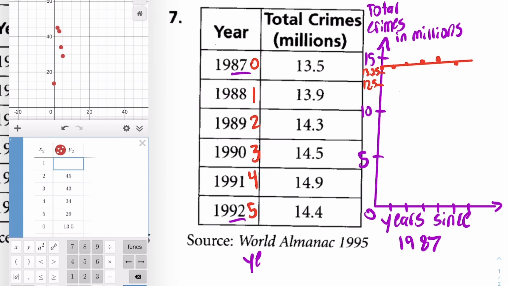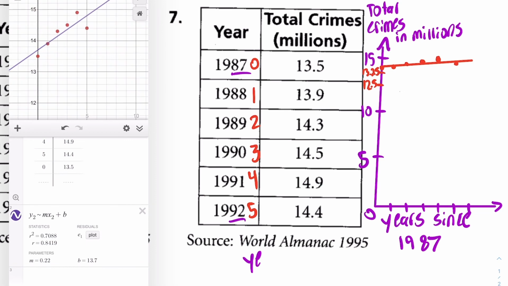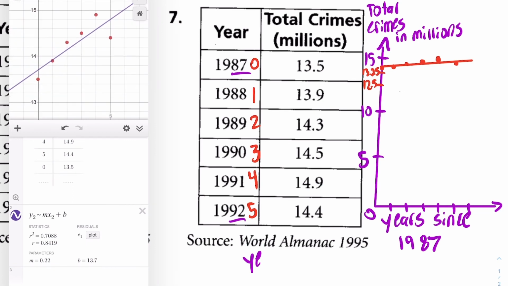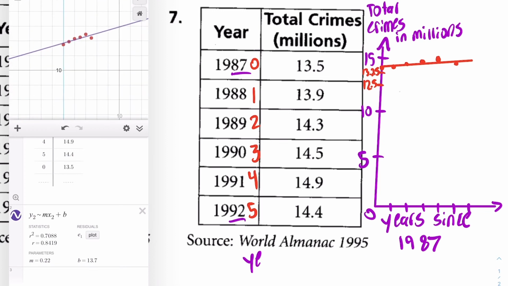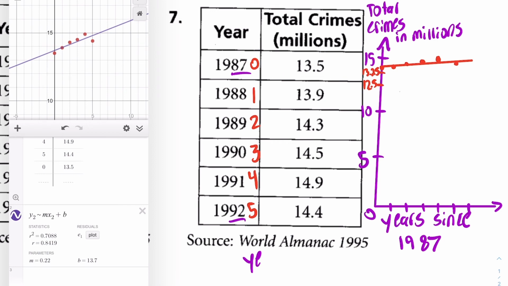So year 0 went with 13.5. Year 1 goes with 13.9. Year 2 is with 14.3. Year 3, 14.5. Okay, so if we zoom in on our graph, we can see that it looks better than our scatter plot, but if we do include the origin in our Desmos graph, then it looks a lot like our scatter plot.